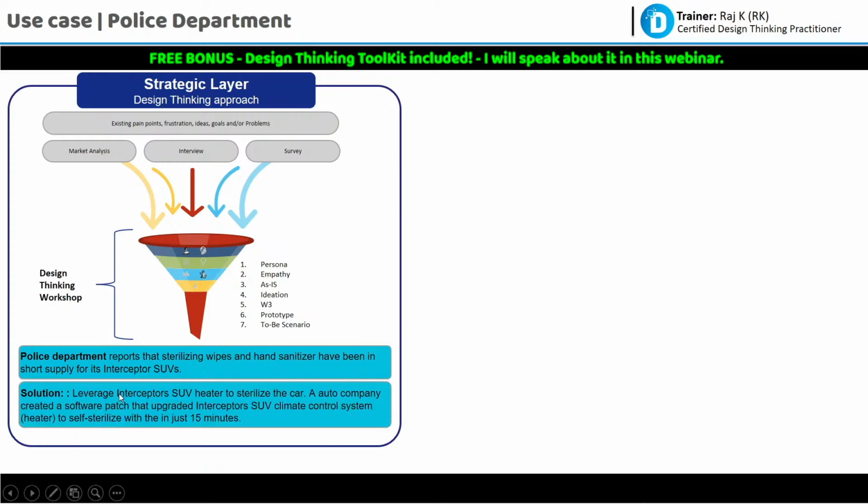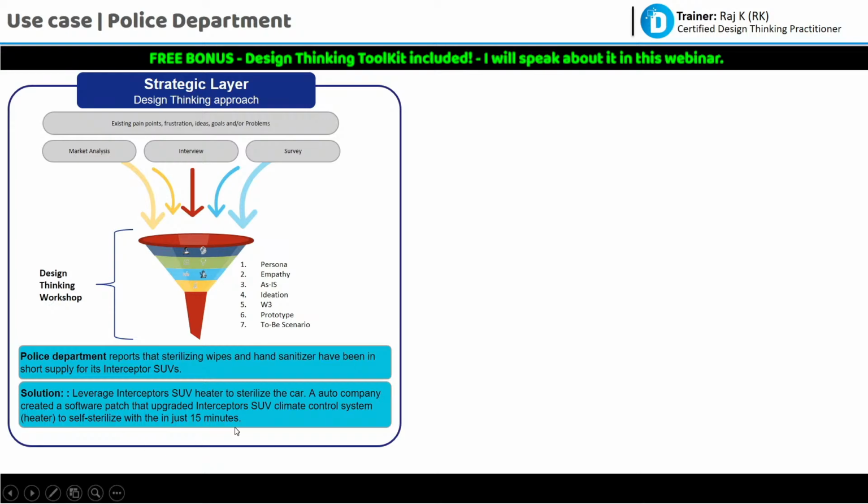So the solution was, one of the companies suggested, hey, why don't you leverage the Interceptor heaters? The Interceptor SUV is a very heavy SUV and it has a heater inside it which you just program a little bit, it will completely heat to a different level, and within 15 minutes the whole SUV from inside can be sanitized, and you don't have to wipe it and stuff.